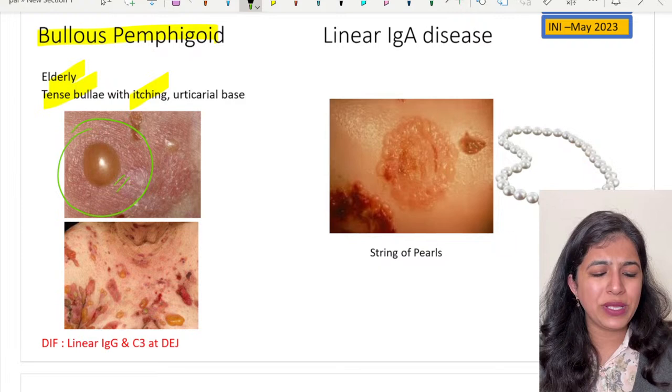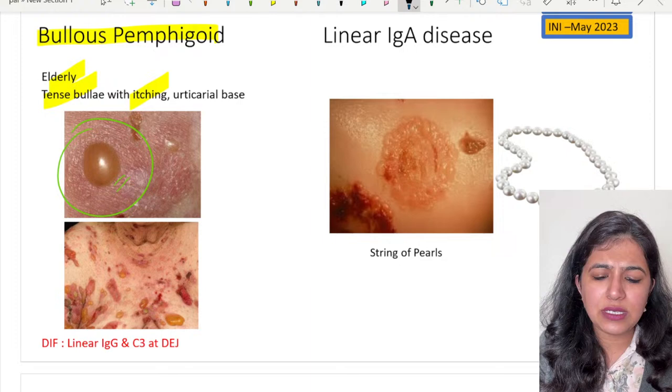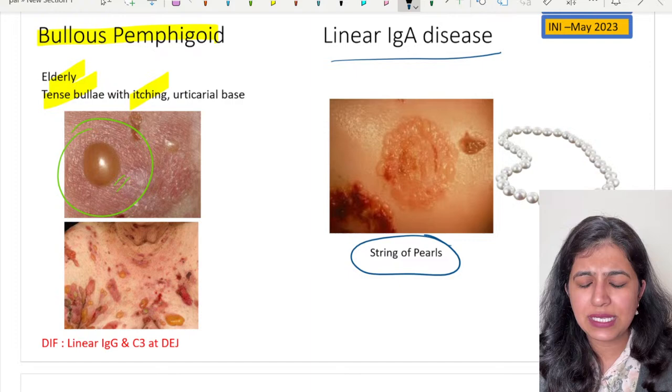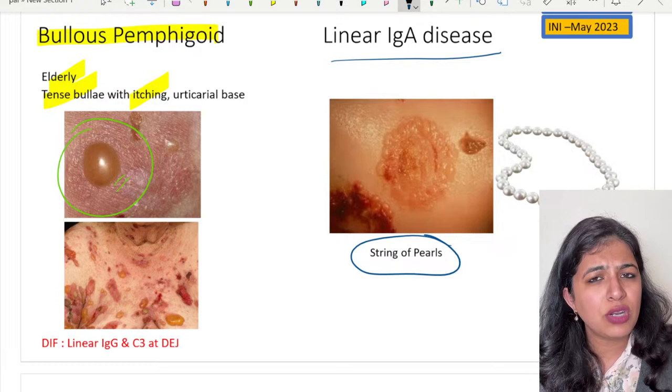Very, very classic. Then with linear IgA disease, the only question that they ask is this string of pearls appearance. Linear IgA disease is also called chronic bullous disease of childhood. And here, what you get is this appearance, which is called string of pearls appearance or cluster of jewels appearance. Drug of choice for linear IgA disease is dapsone.